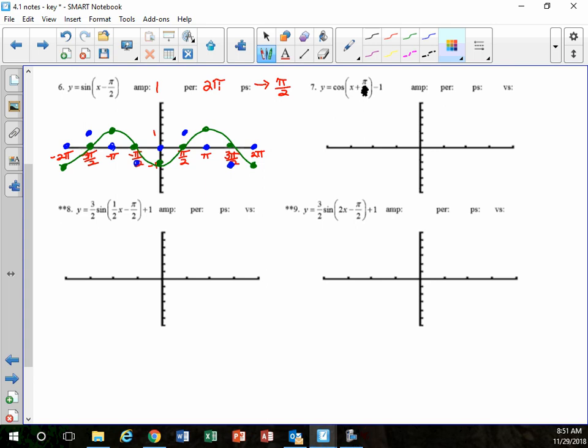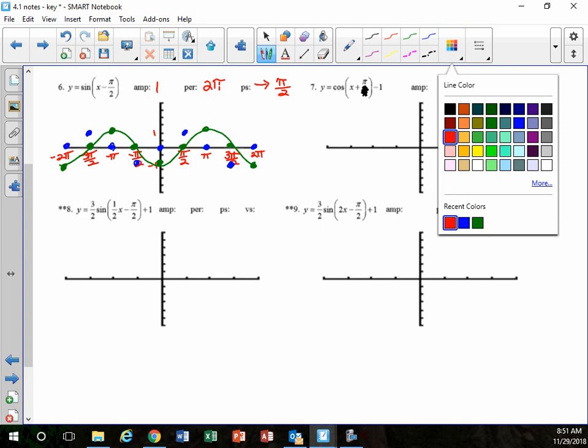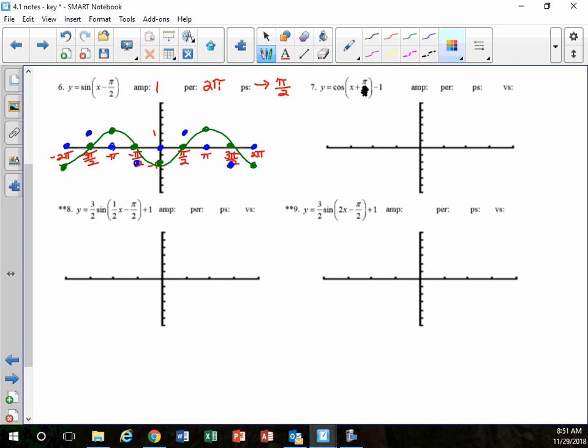Okay. Let's look at number 7. And guys, I changed 7 to just x plus pi. It will make it easier than what was there, I promise.